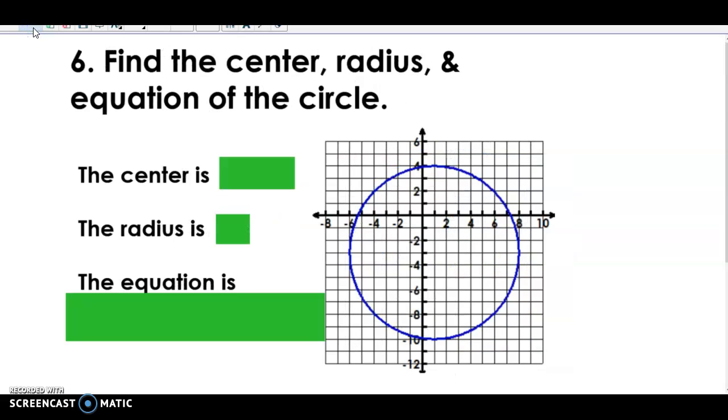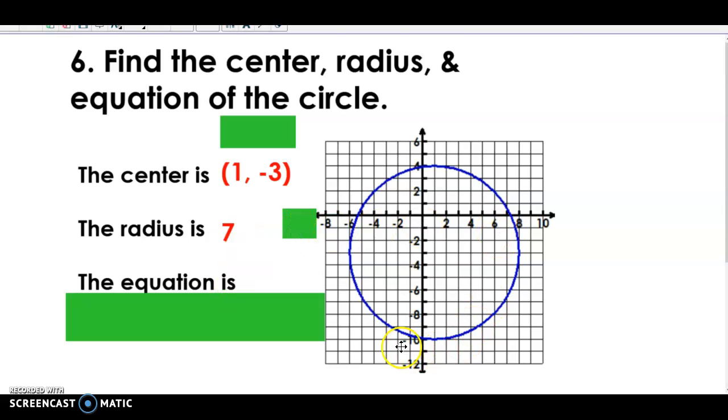Looking at number 6, it says find the center and radius and the equation of the circle. So the center, okay, it looks like the center is going to be about right in here. Okay, it looks like it's going to be at (1, negative 3). And again, when you're looking at the graph, you're not going to be given some crazy graphs. You're going to be able to kind of see. I always look for the horizontal and the vertical that kind of halves the circle and then kind of meet in the middle that way. Sometimes it takes me a couple of tries.